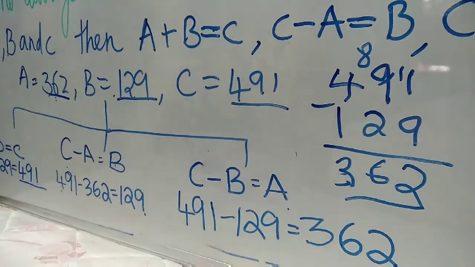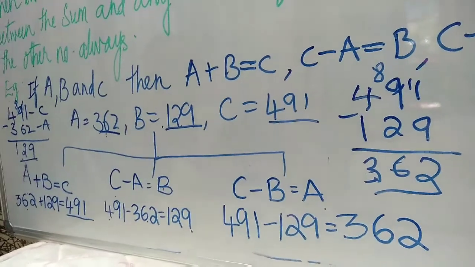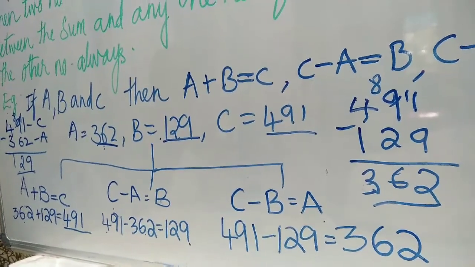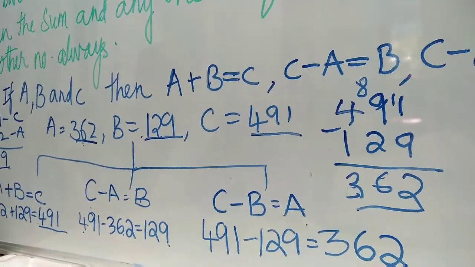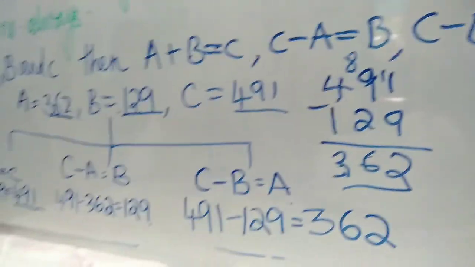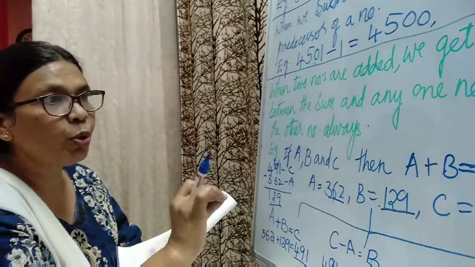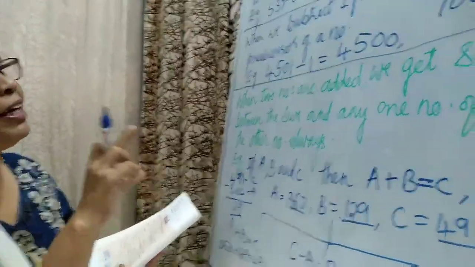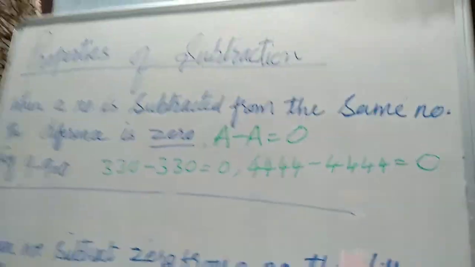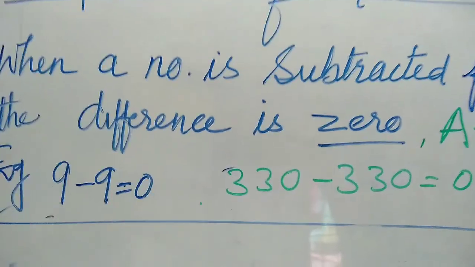This is how you have to find out the third property, that is A, B and C. A plus B is equal to C. C minus A is equal to B. C minus B is equal to A. This is the third property. I will give you some sums in the notes. I will send some numbers for you to calculate. For the first property, that is a number minus the same number is equal to 0, I'll send some sums for you to write and solve in the notebook.